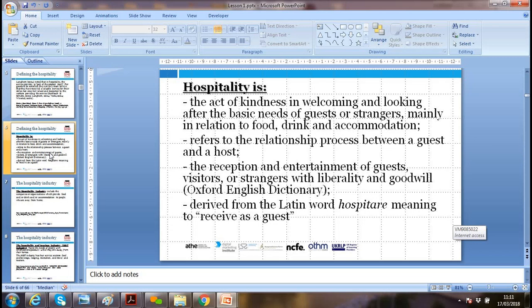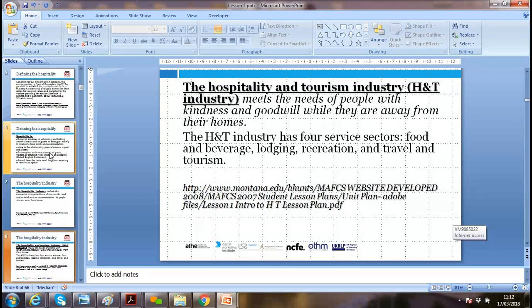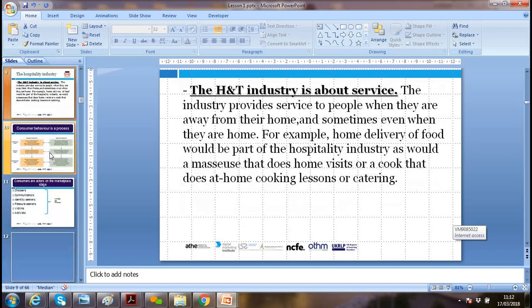What is the definition of hospitality? The act of kindness in welcoming and looking after the basic needs of the guest or the stranger in relation to food, drink, and accommodation; it refers to the relationship process between guest and host. There is a reception and entertainment of the guest, the visitor, or the stranger. All this comes under the hospitality industry. The hospitality industry includes companies or organizations which provide food, drink, and accommodation to people who are away from home. So we need to look at giving them the same feeling as home, and this will serve them and meet their expectations.